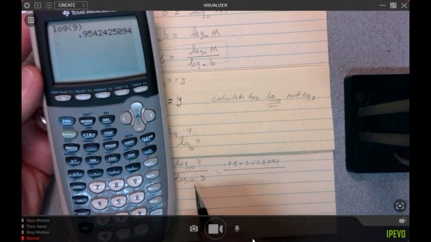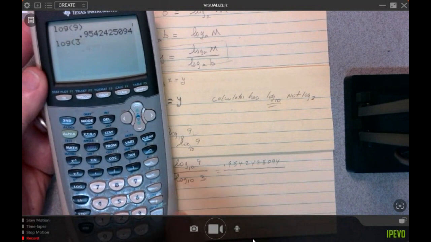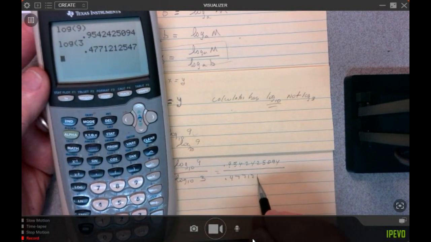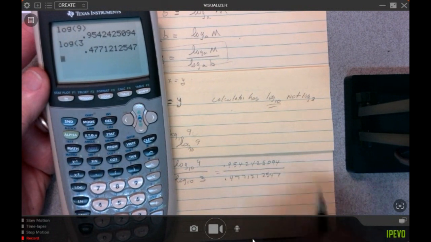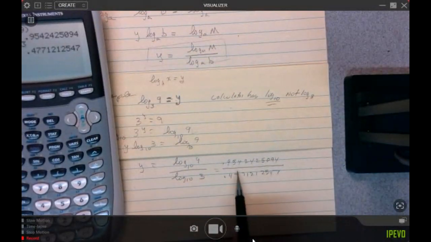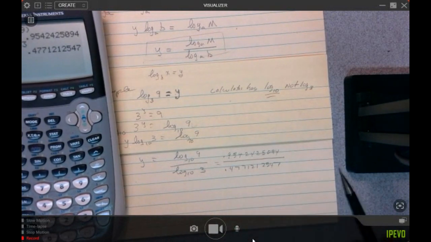Now, what is log to the base 10 of 3? I don't know. Log base 10 of 3 is 0.4771212547. Now, the answer for y is going to be the value that I get when I divide this by that. Okay, you ready?